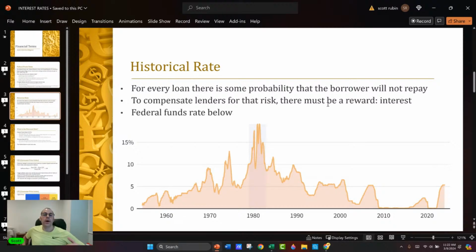And obviously, the higher the interest they charge, the more risky the loan is. And if the loan is too risky, if you're a really, really high credit risk, you just won't get a loan at all. There's no percentage they can charge, because if you don't pay it back, even if they charge 1,000,000%, it doesn't really help them.